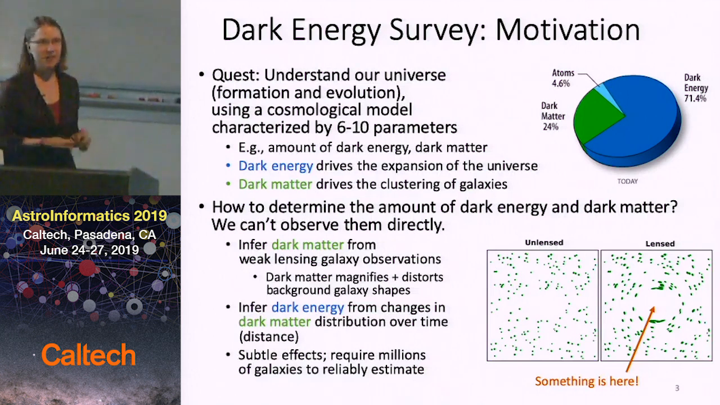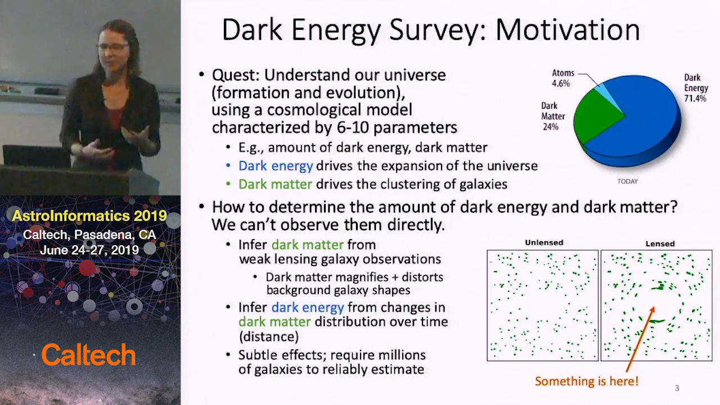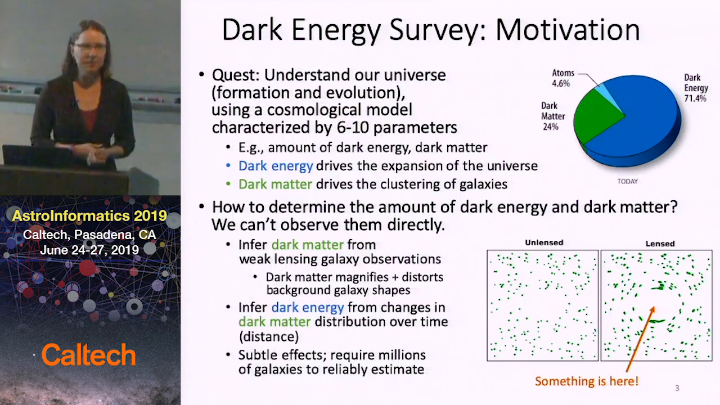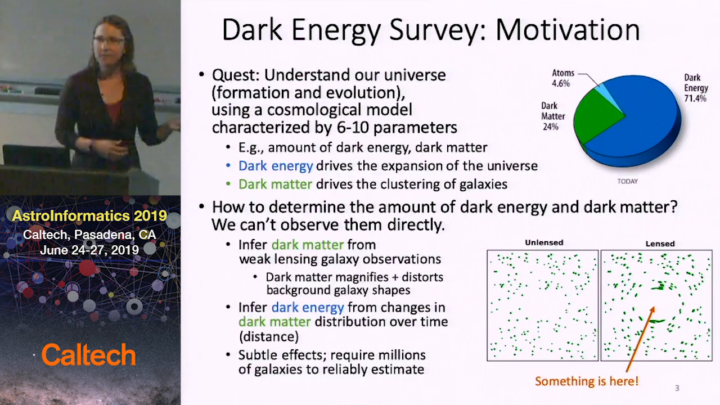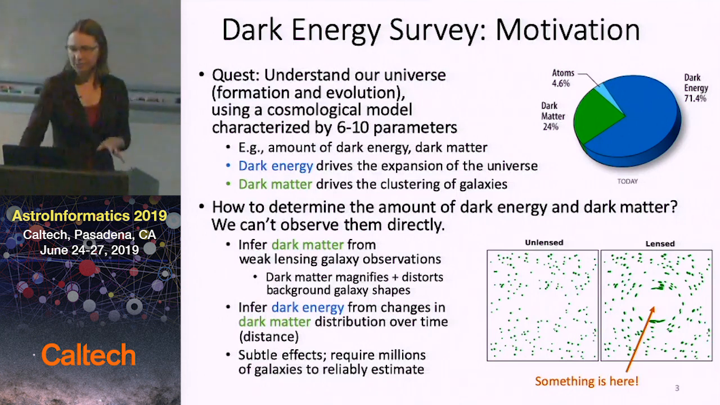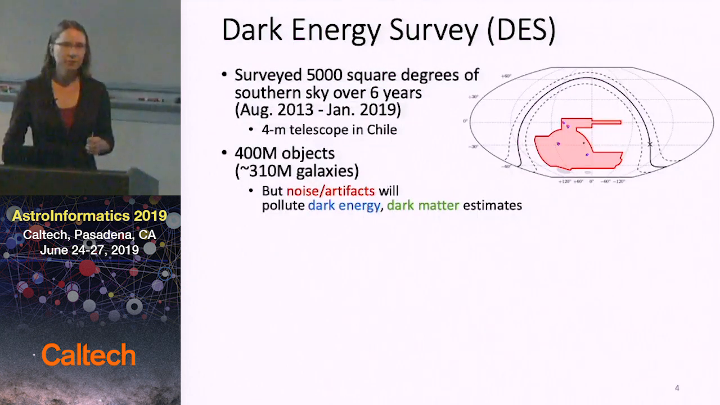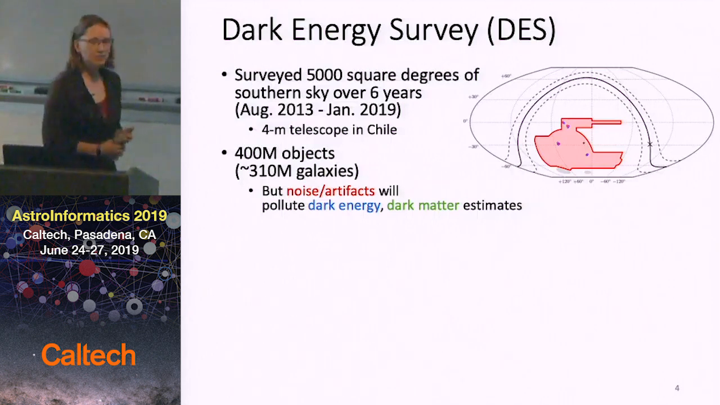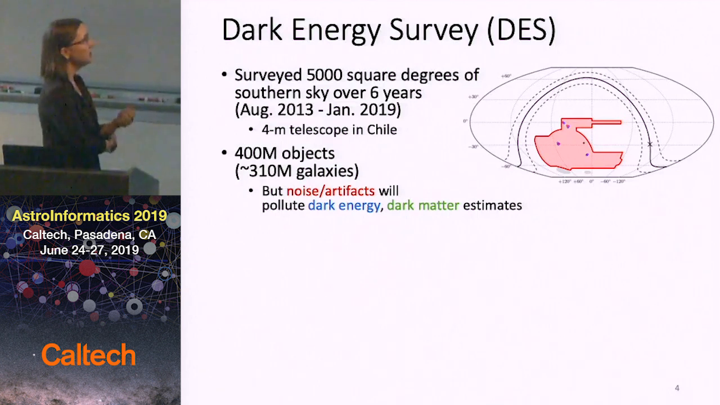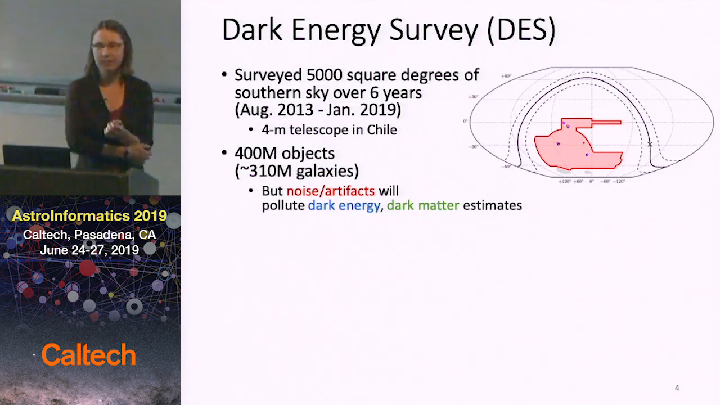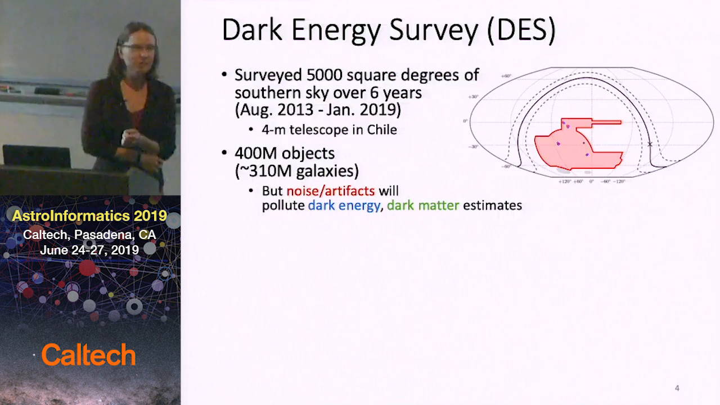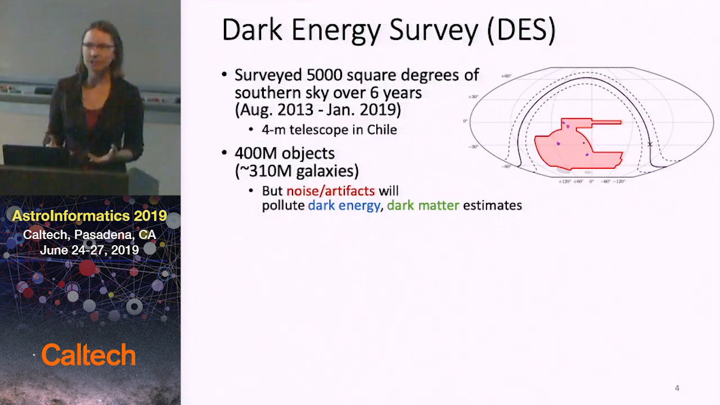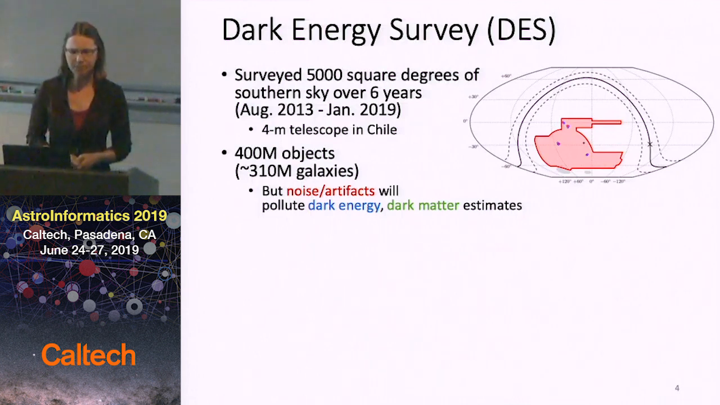And that means that you can't estimate those properties from only 5 or 10 or 100 or 1,000 observations of galaxies, but instead you need millions of them to do this well. And that's where the Dark Energy Survey comes in, which surveyed 5,000 square degrees of the southern sky over 6 years using a telescope in Chile. And it looked at 400 million objects, which included both stars and galaxies, works out to about 310 million galaxies.